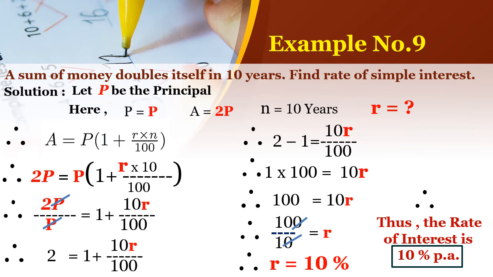This example is very important from the examination point of view. So you should practice more of this type of example. Sometimes you can be asked that the sum of money triples itself in 10 years. So you can also solve this type of problem with the same steps. Instead of 2P, you can be given 3P, and you can use the same process to solve that type of example.